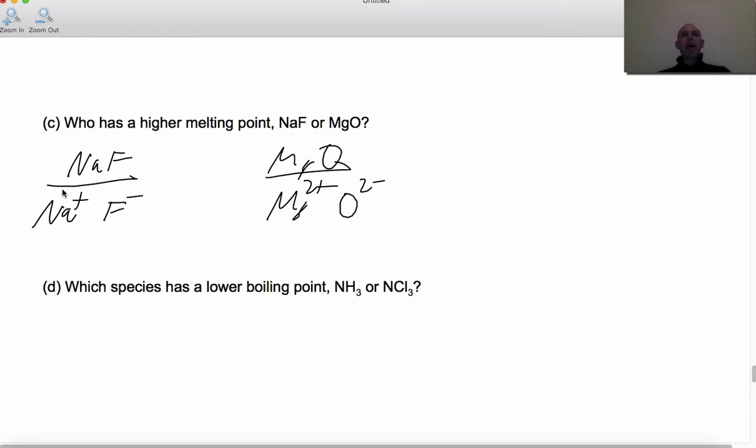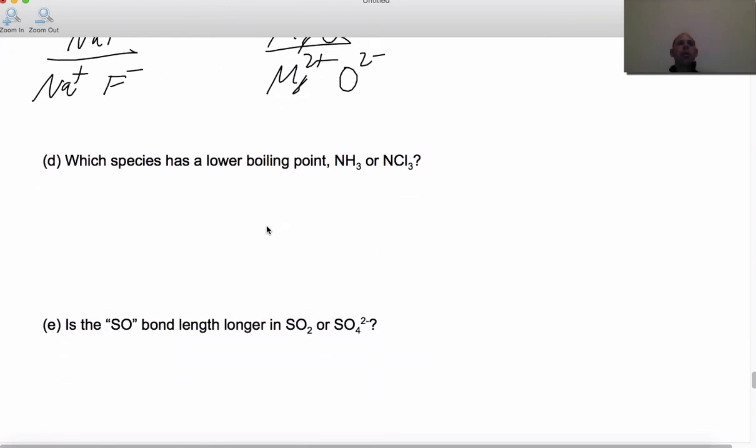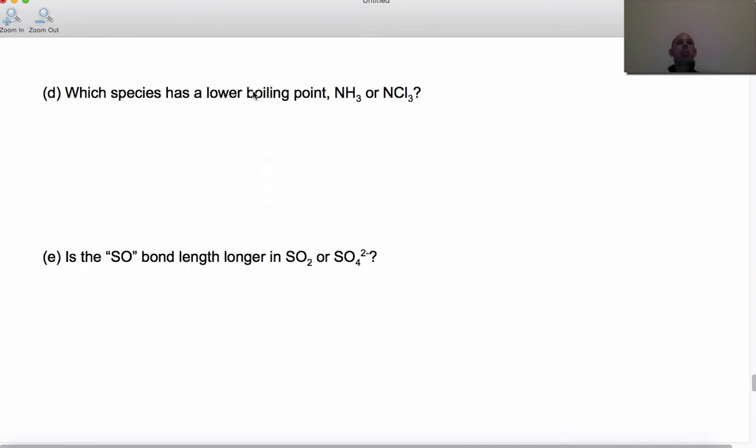Because Na and Mg are in the same row of the periodic table, right next to each other, they have relatively the same size. And because F and O are in the same row of the periodic table right next to each other, they have relatively the same size. But because the ions of Mg and O2 are larger, there's a stronger attraction of this lattice, thus yielding a higher melting point. Which species has a lower boiling point?